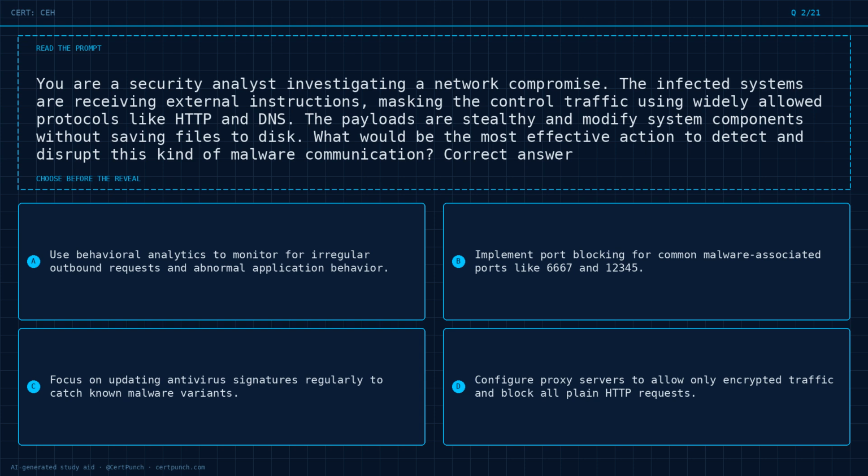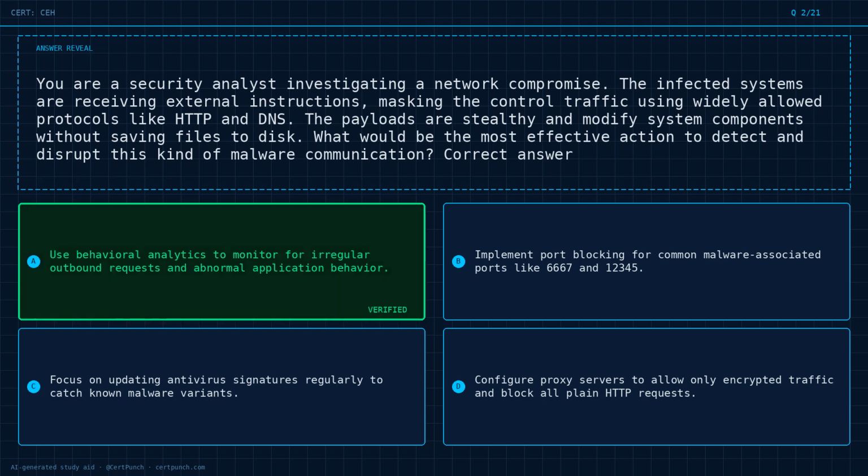Option A. Use behavioral analytics to monitor for irregular outbound requests and abnormal application behavior. Option B. Implement port blocking for common malware-associated ports like 6667 and 12345. Option C. Focus on updating antivirus signatures regularly to catch known malware variants. Option D. Configure proxy servers to allow only encrypted traffic and block all plain HTTP requests. Choose the best answer before the reveal. Commit to it now.